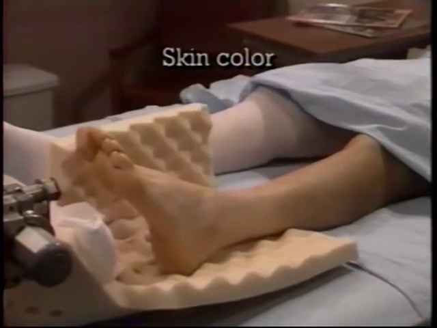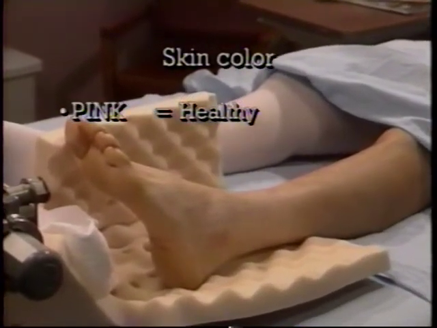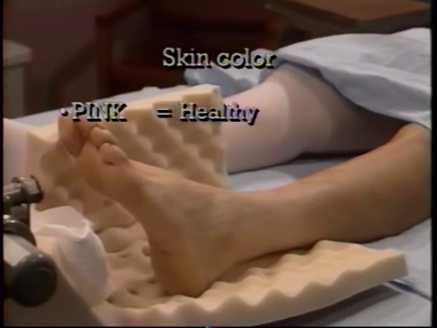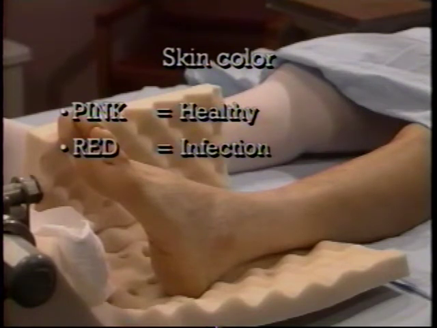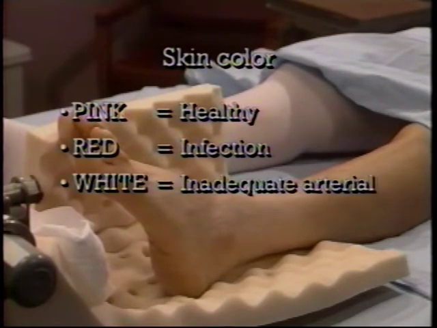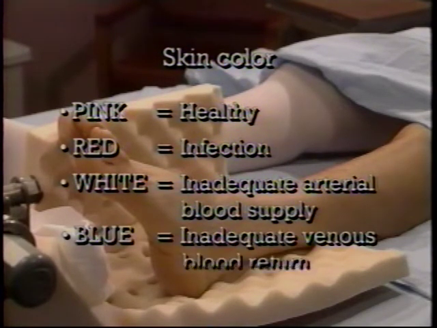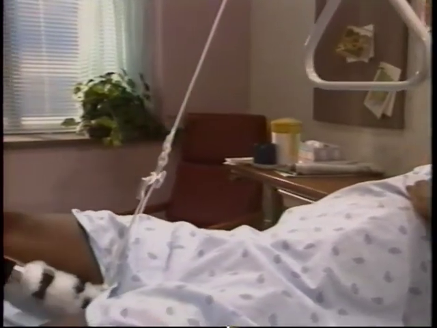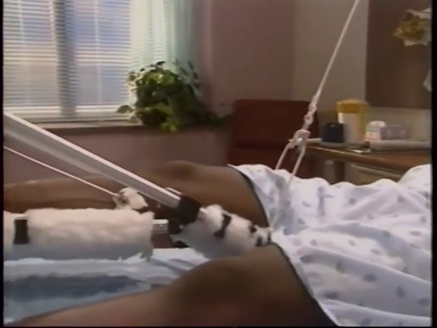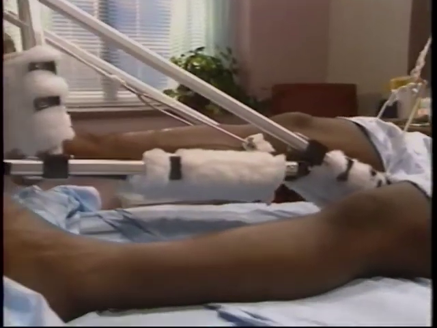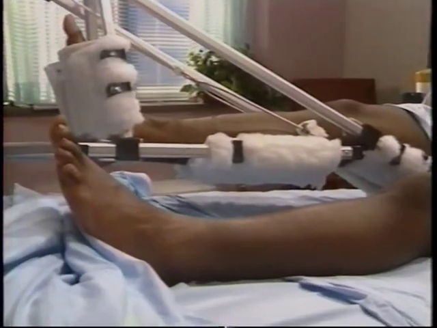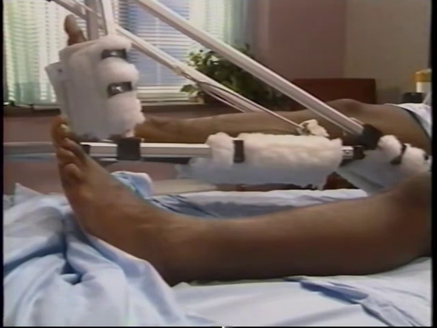Healthy skin color in light-skinned patients is normally pink, which means the skin is receiving adequate arterial blood supply and has adequate venous return. If the skin is reddened, infection may be present. Pale white skin indicates inadequate arterial supply of blood, while a bluish cast can indicate inadequate venous return. When assessing deeply tanned or dark-skinned patients, skin color may not provide an adequate assessment of vascular function. Therefore, particular attention should be paid to capillary refill and skin temperature.